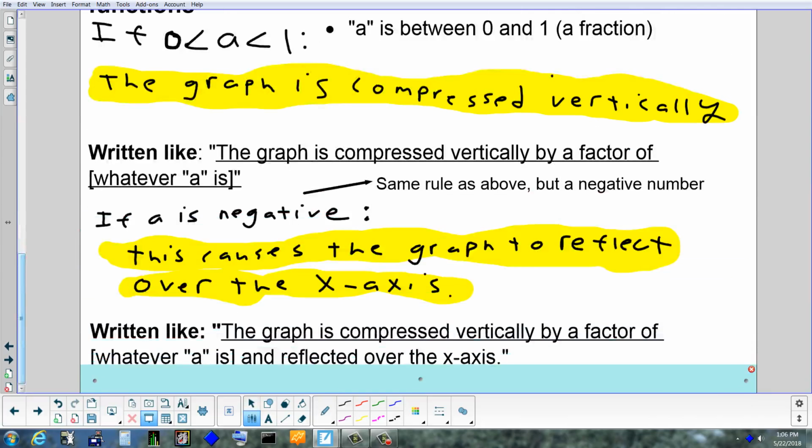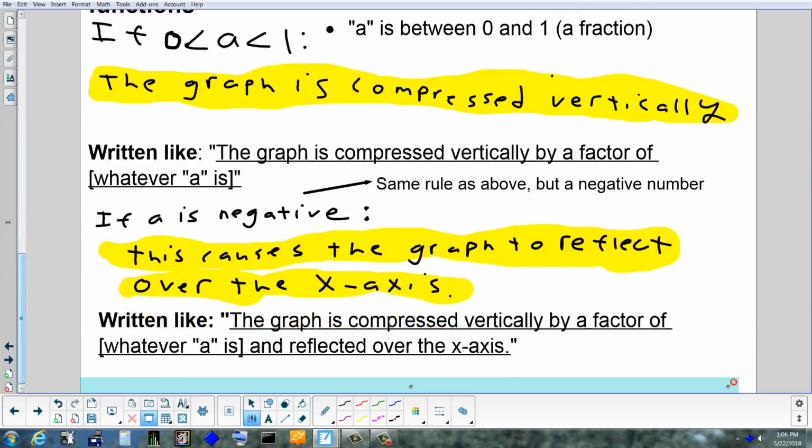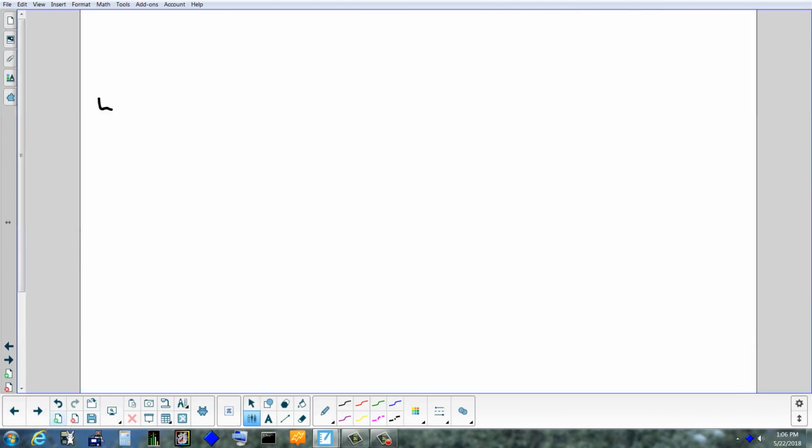You want to change that? You want to change that wording to here? We're in the, yeah. So, I don't know what to do.